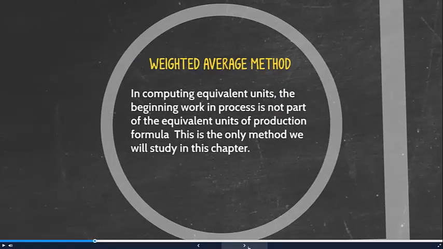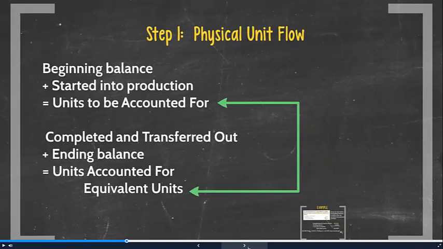In this chapter, we will review the weighted average method of computing equivalent units. In this method, we do not look at what is in the beginning inventory. We will take an average cost of what has been completed and transferred out, and also look at what is in the ending inventory. This is a 4-step process.